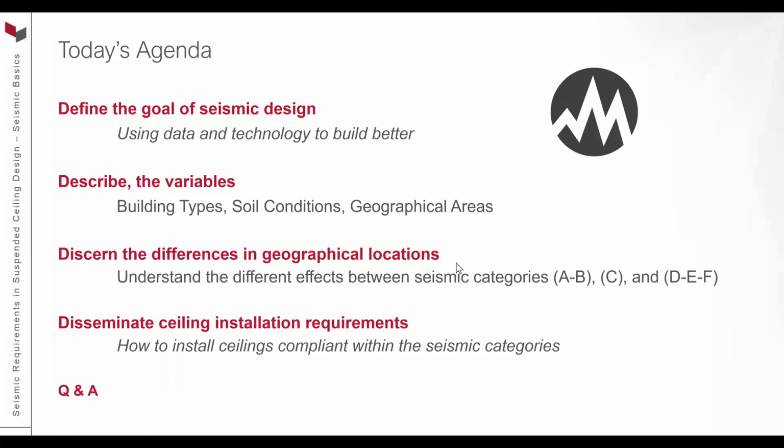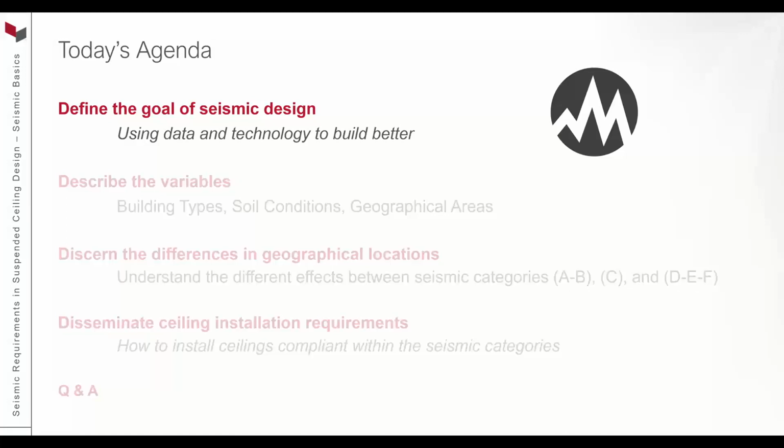We're going to go through the agenda: define the goals of seismic design, describe the variables within the design criteria, and then discern the differences in geographic locations. Even though geographical areas are in the variables, there's also a significant amount of design work that goes into the geographical locations of where we're going to build. And then we're going to disseminate the ceiling installation requirements for our application, for where we are in the industry as far as the ceiling installers.